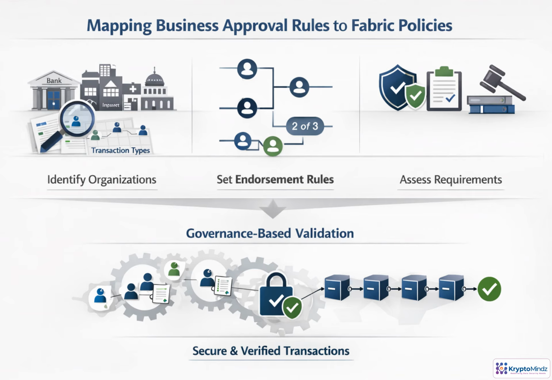Start by separating transaction types, because not every action needs the same approval. Then identify which organizations are truly accountable: legal, operations, compliance, regulators, or business owners. Convert that authority into Fabric patterns like AND, OR, or OutOf, such as 2 of 3. Finally, validate the policy with governance stakeholders, not just developers. A strong endorsement policy proves that the right parties approved the transaction, making validation meaningful, auditable, and aligned with real business responsibility.